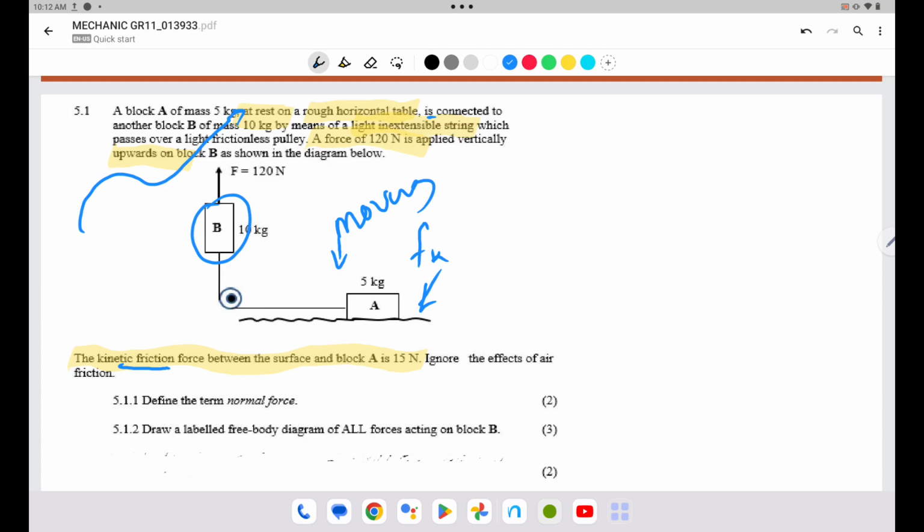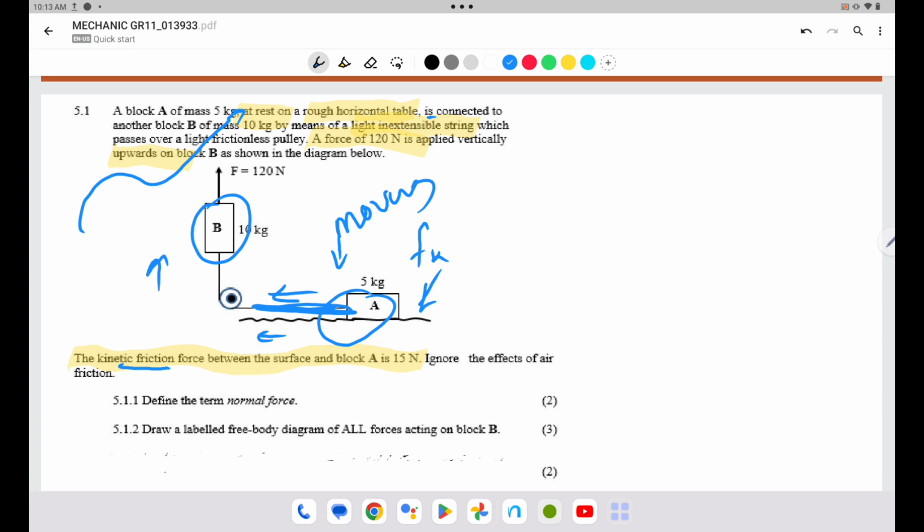Block B then pulls block A towards the left, and then block A experiences kinetic frictional force. We cannot have kinetic frictional force if the object is not moving. And if you look at the diagram carefully, there's only one force which has the potential to get block A to move, which is the force along the string, the force known as the tensional force. So we are more than justified to assume the direction of motion of this particular system to be left for A and upwards for B.